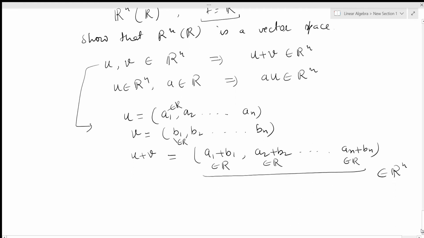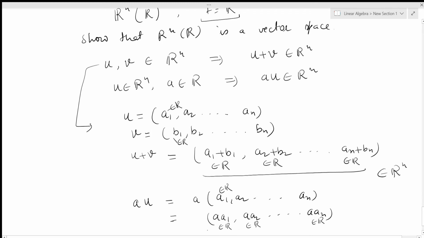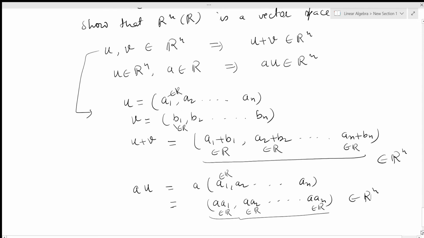Now the second one, that is au. au is a times u, which is a times (a1, a2, and so on, an). Now we multiply with respect to components. So this is (a·a1, a·a2, and so on, a·an). Now if a1 belongs to real numbers, then a times a1 also belongs to real numbers. If we multiply any scalar with a real number, then we get some real number. So each component belongs to real numbers, and this whole n tuple belongs to Rn, which means the scalar multiplication property is also satisfied.